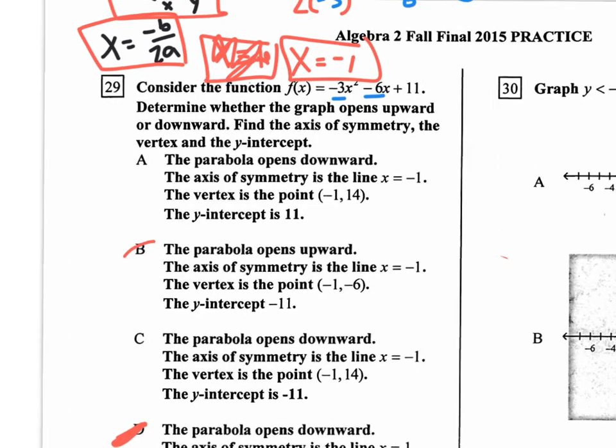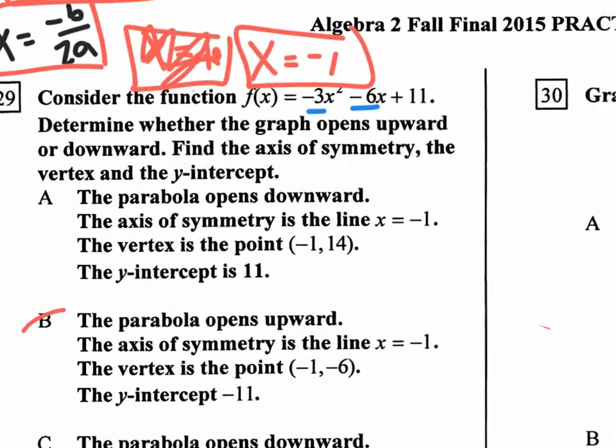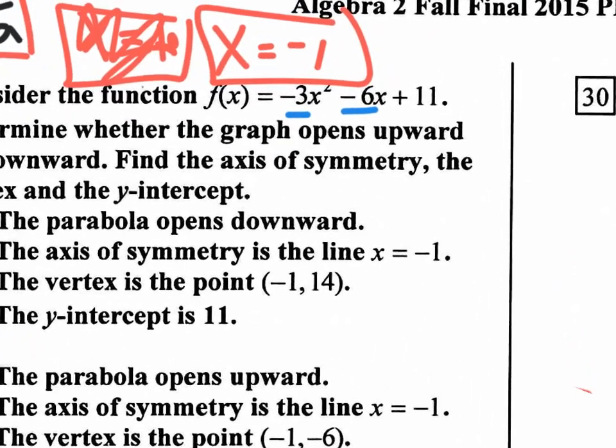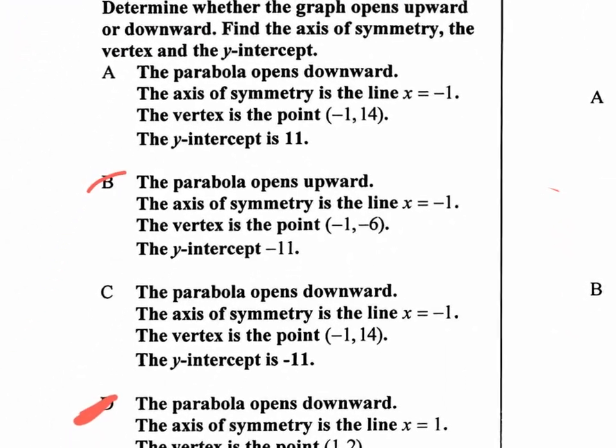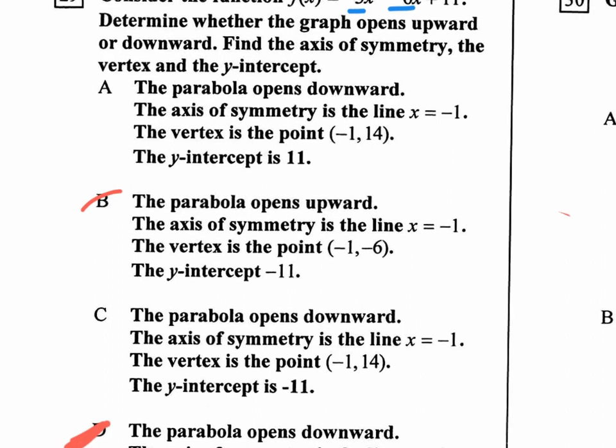How do we find the y-intercept value? How do you find the y-intercept? You set x equal to 0 and solve, ladies and gentlemen. All right? So that one's really easy to do. Set x equal to 0. This is going to be 0. This is going to be 0. So what's your y-intercept value? It's going to be 11. Okay? So which one has the y-intercept at 11? A. So the correct answer is A.